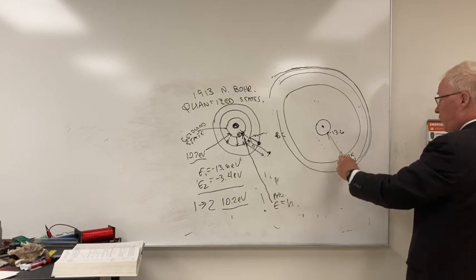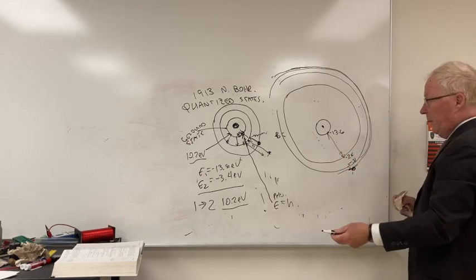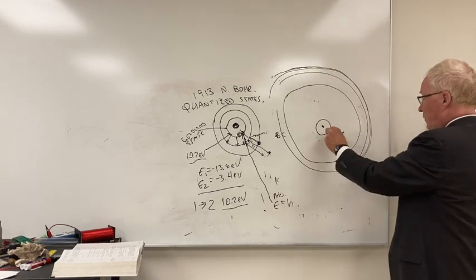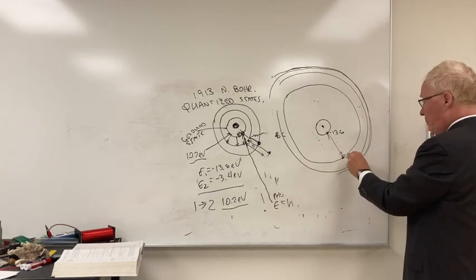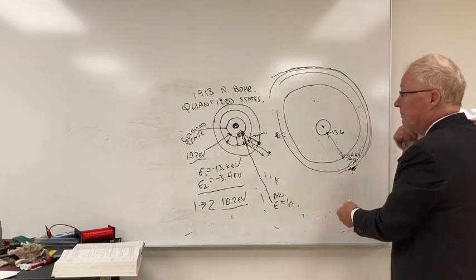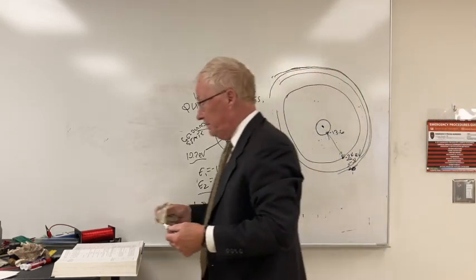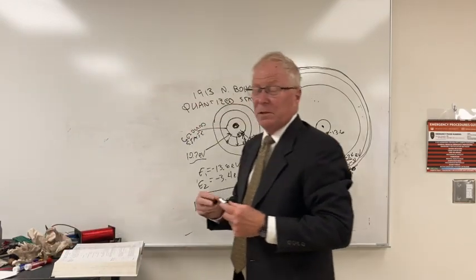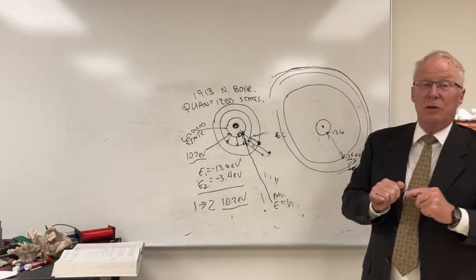The farther it is away, the easier it is to ionize. If I was to go from here to here, it would only take 3.4 electron volts to ionize it the rest of the way. So that is the Bohr atom, and that is the rest of chapter 27.